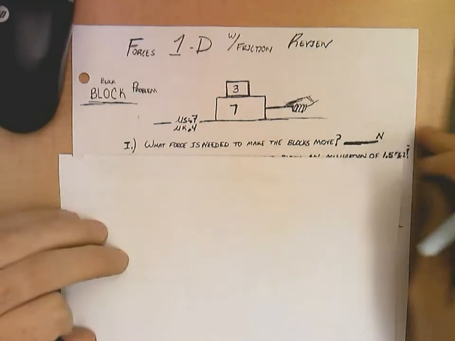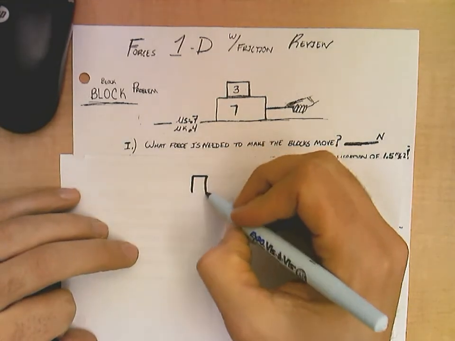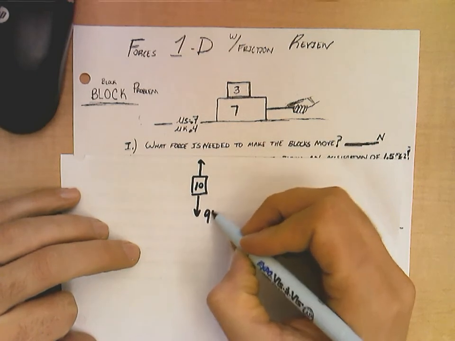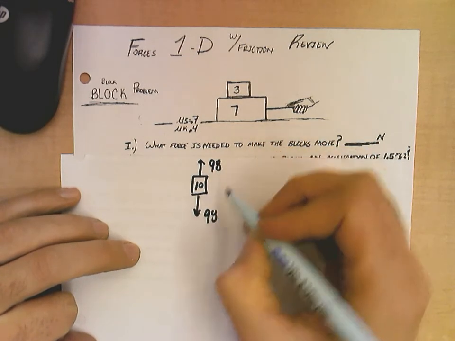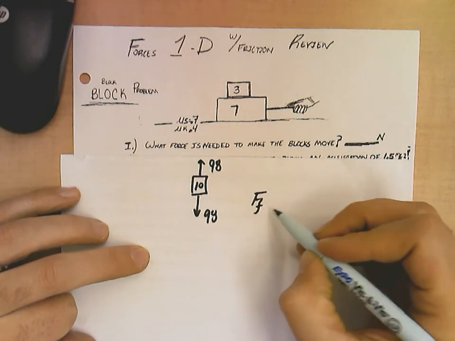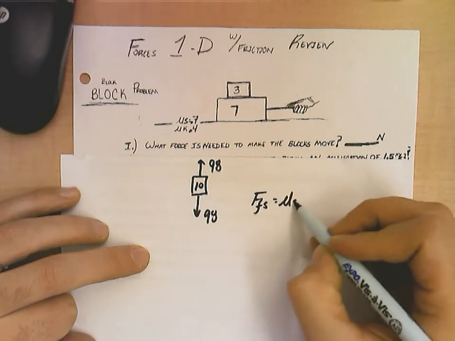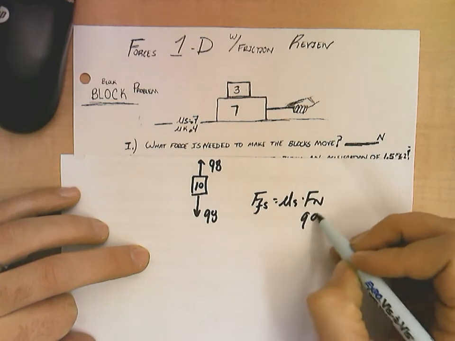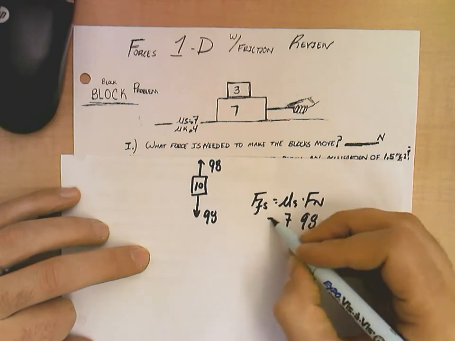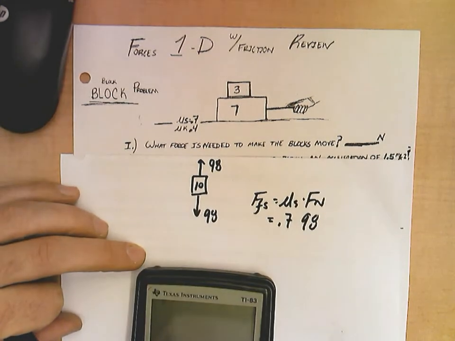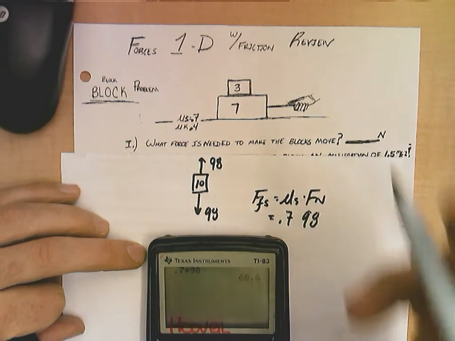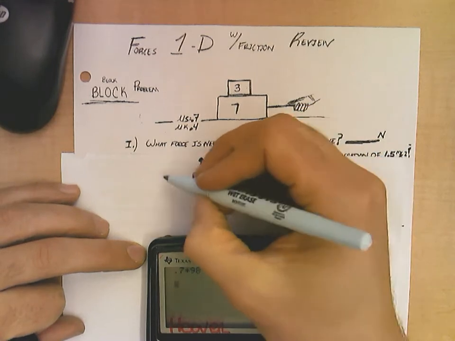So the first thing we want to do is combine their masses and make it 10. And we have weight, which would be 98, and normal force, which is 98. Then we can use this to find the friction. So F_s equals mu s times the force of normal. Put 98 in for the force of normal. Mu s is 0.7, and we can calculate what static friction would be. So we're going to use 0.7 times 98. It gives us 68.6 for F_fs.